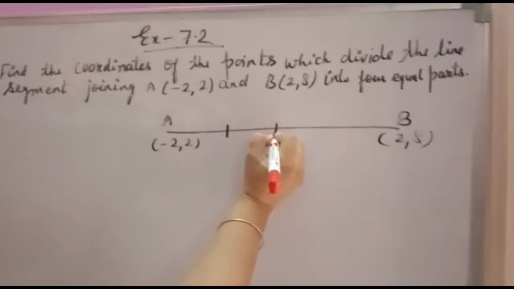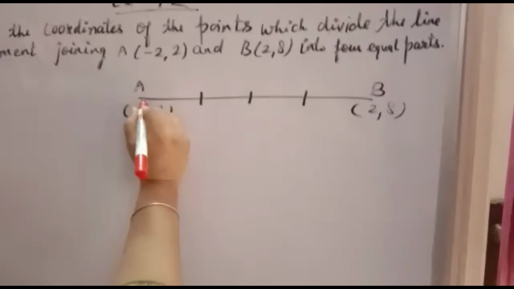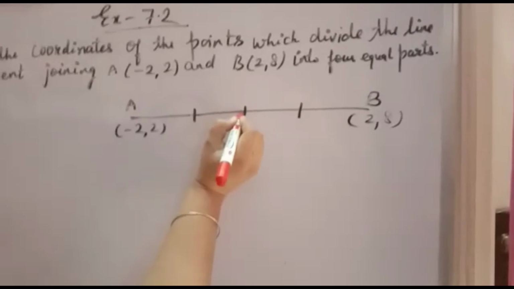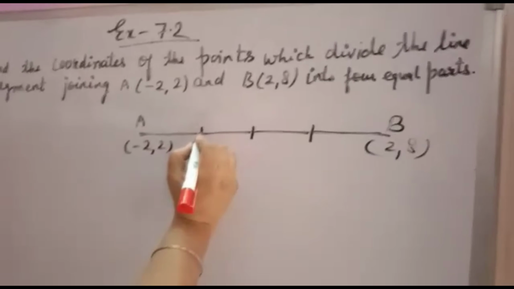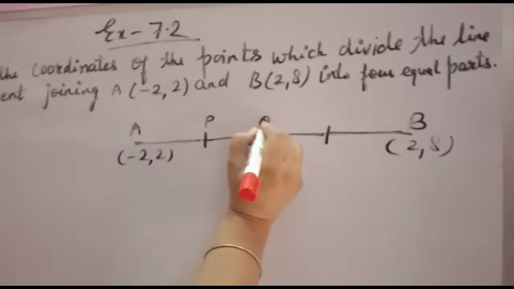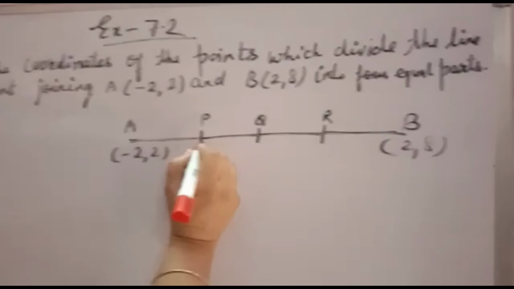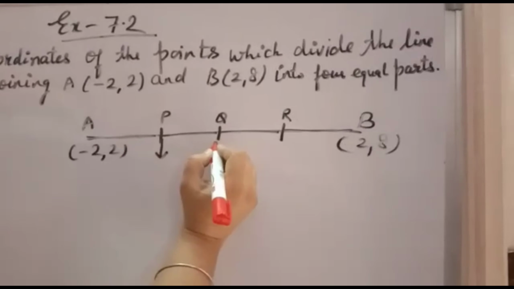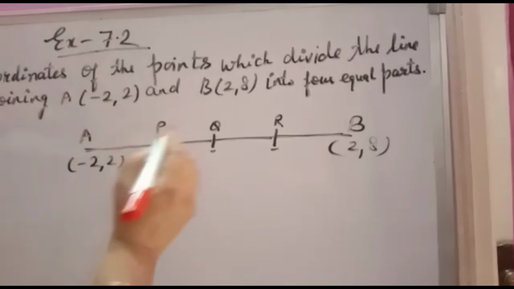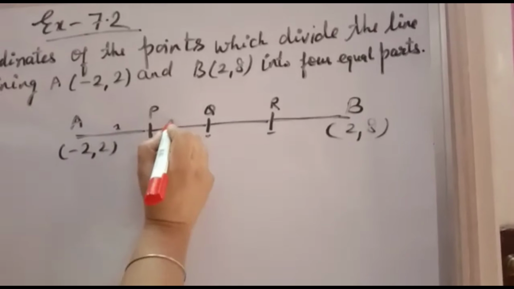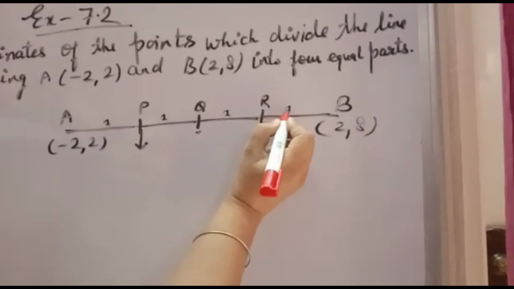Now for 4 equal parts, you have to draw 3 lines. One part is this, another is this, third is this, and fourth is this. Suppose this is P, this is Q, and this is R. You have to firstly find point P, then point Q, and then point R. Now equal parts are there. That means this is 1, this is 1, this is also 1, this is also 1.